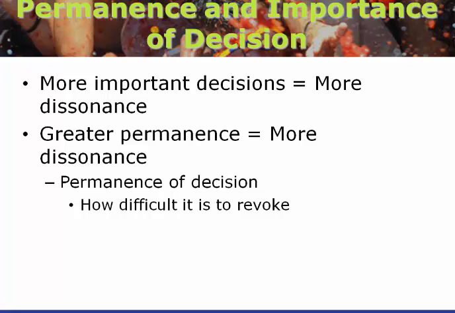Also, the more permanent the decision is, it's going to create more dissonance, because once you make the decision, you can't really go back, okay? So things like having children would definitely go in permanence. This is usually where students say, get a tattoo, right? Buy a car or buy a house, make a large purchase that you can't go back on.